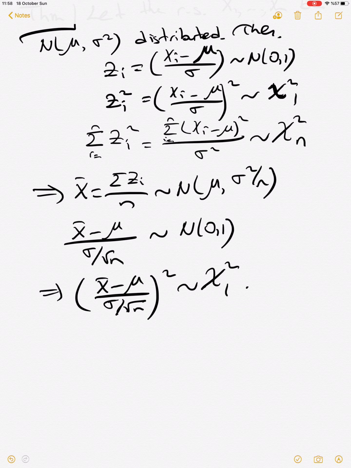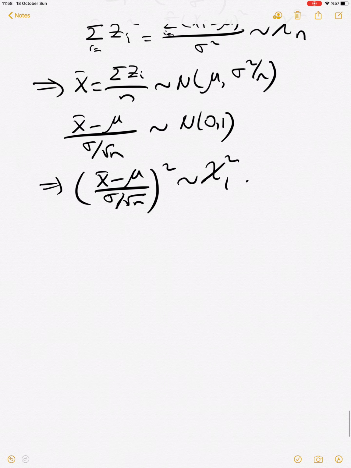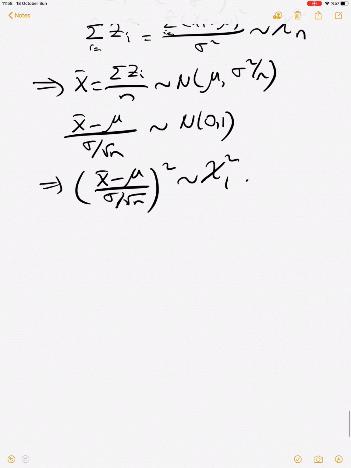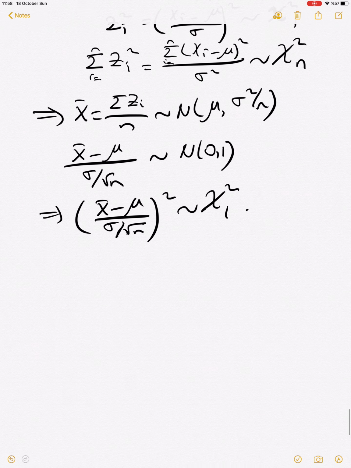Okay, so we will use these types of things a lot in the examples when we combine everything. So we will also see the T and F distributions. Okay, so the sampling distribution of S squared does not follow directly from the above theorem.